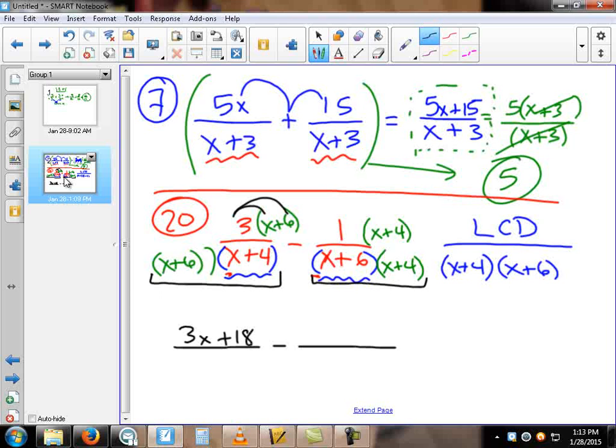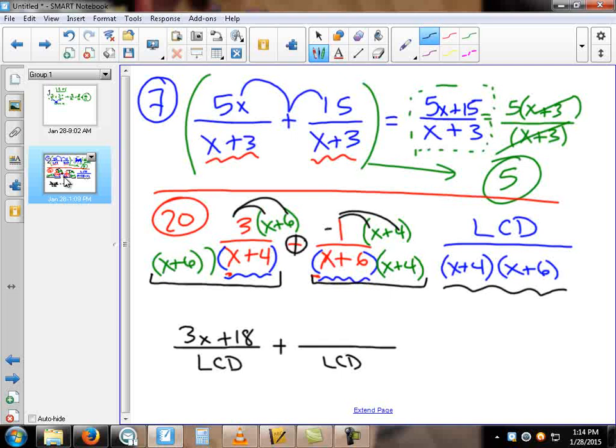And instead of writing the two parentheses out each time, I'm going to get really lazy. I'm going to write LCD because I already stated what it was. If you want to write x plus 4, x plus 6 each time, that's fine. I'm going to write in my answer, but along the way I can remind myself I have the LCD. Here's where a little bit of a hiccup comes. 1 times both of those is x plus 4, but there's this subtraction that I have to do when I combine them. What I prefer to do is make that plus and make the 1 negative.